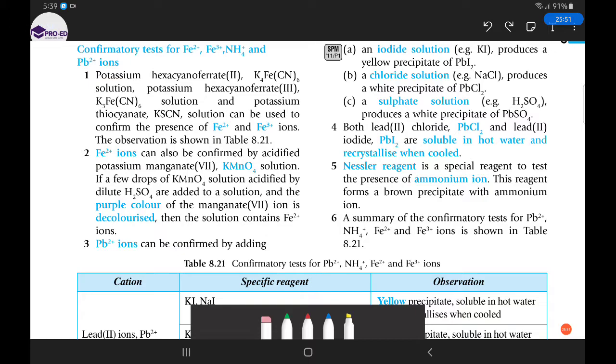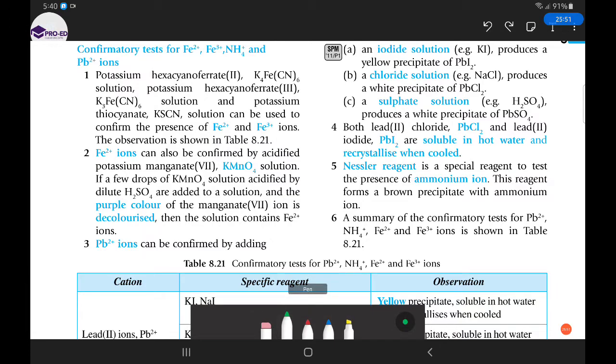All right, guys. Let's go to number 1. You're going to learn about different names of different reagents. It's just a name, so just bear with me. Number 1, potassium hexacyanoferrate 2. The chemical formula is K4Fe(CN)6, with the cyano group CN6. So we call it potassium hexacyanoferrate 2 solution. Potassium hexacyanoferrate 3 solution is a similar thing.